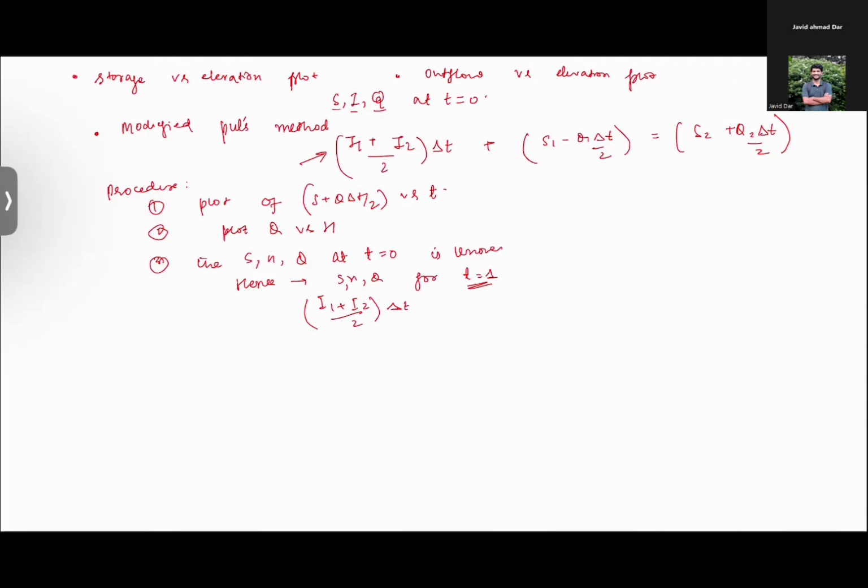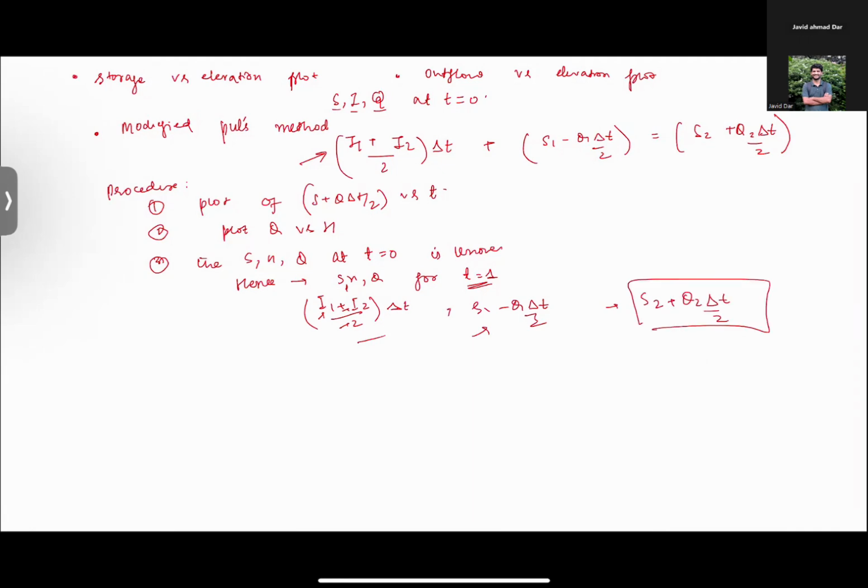Since you know the value of I1 and I2, you know the value of S1 minus Q1 delta T upon 2, because the values at t equal to 0 are known. So once these two are known, you can put in the equation and you can get the value of S2 plus Q2 delta T upon 2.